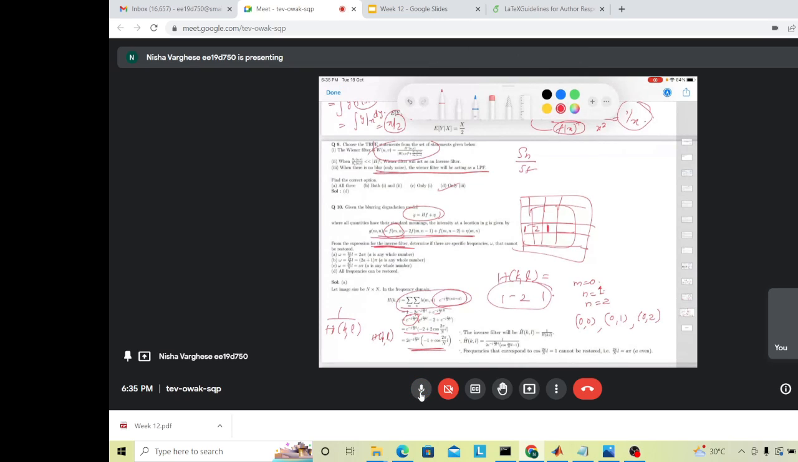So 1 by h of kl can be written like this: 1 by 2 (cos(2 pi l by n) minus 1). So in order to avoid this infinity term, cos 2 pi l by n should not be equal to 1. So this term should not be equal to 0. That occurs when 2 pi l by n equals a multiple of 2 pi. So that is the answer.